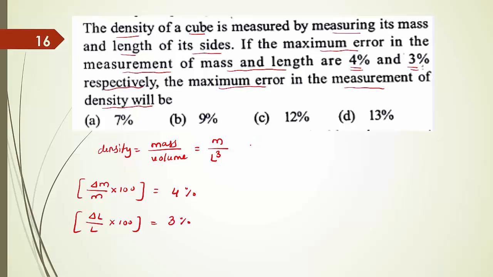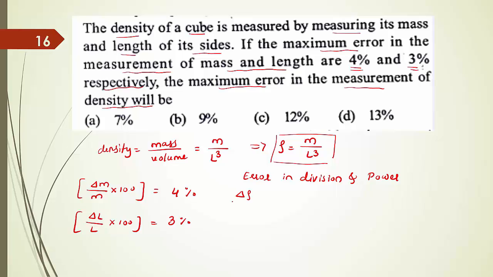Rho is equal to m divided by L cubed. Using this equation, we can find the maximum error present in the measurement of density. M divided by L cubed is a division arithmetic operation. Here we can use error in division as well as error in power, because L raised to 3 is the exponential form. So I can use two arithmetic operations here, that is error in division as well as error in power.